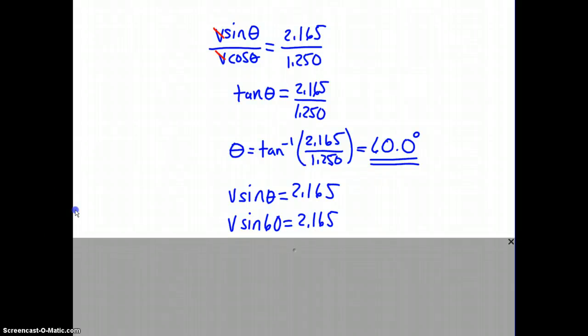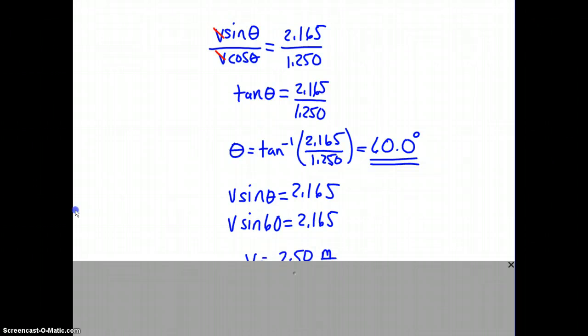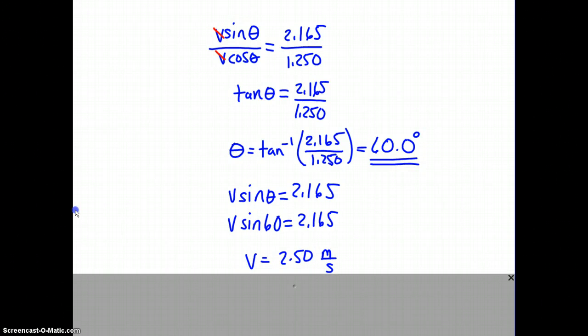And so v sine 60 equals 2.165. Solve for v, and we get 2.50 meters per second. So there's the magnitude and direction of our velocity of the second ball after collision.